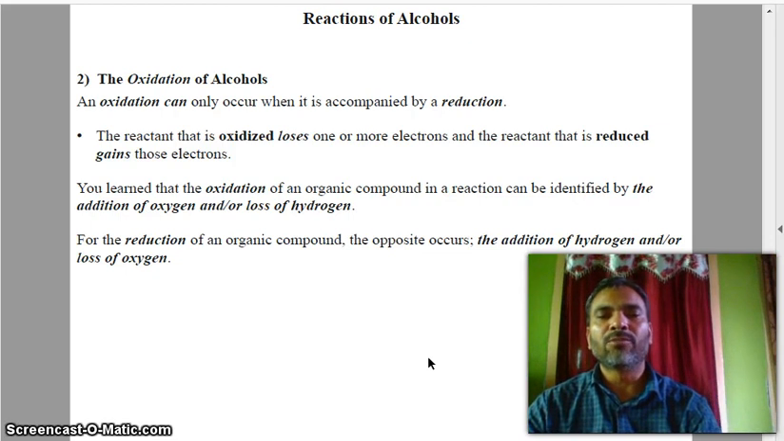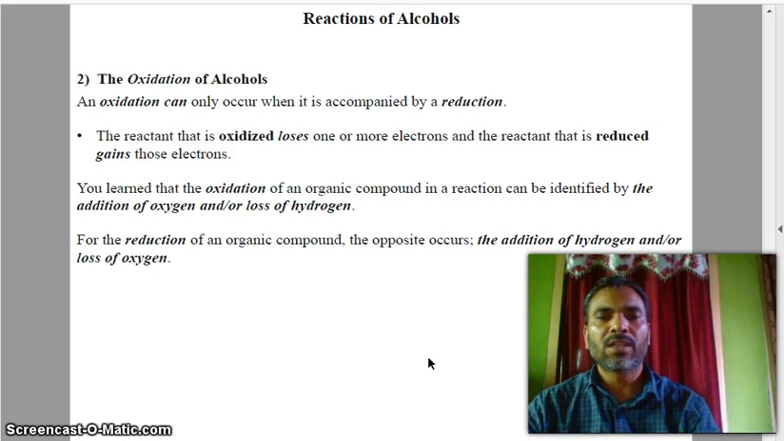Today in this video, I am going to talk about reactions of alcohols. So let us start with oxidation of alcohols. You know the oxidations, you know the reductions. So what is oxidation of alcohols? An oxidation can only occur when it is accompanied by a reduction. A reactant that is oxidized loses one or more electrons, and the reactant that is reduced gains those electrons. For the reduction of an organic compound, the opposite occurs: the addition of hydrogen and/or loss of oxygen.